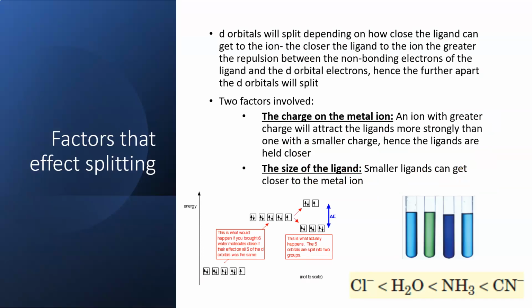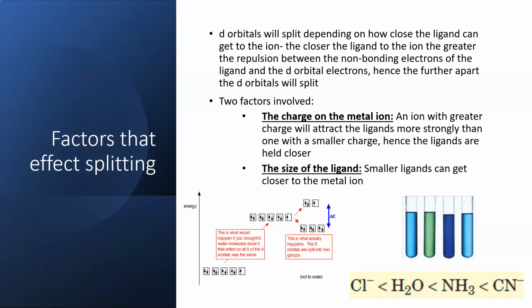When we look at the things that can affect the splitting of the d orbitals, they split depending on how close the ligand can get to the ion. So the closer the ligand can get to the metal ion in the center, the greater the repulsion between the non-bonding electrons, and the further apart the d orbitals will split, increasing the energy gap between them.